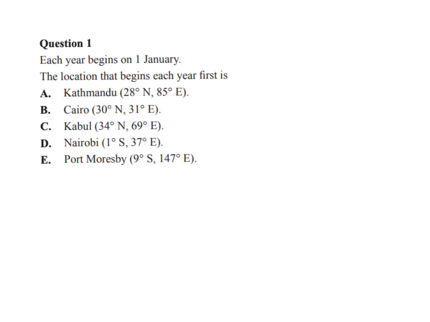All right, so each year begins on the 1st of January. The location that begins the year first is... So remember, further east gets sunrise first. So we're looking at the east, which is the longitude values. We're going to look at all these longitude values. So who's got the biggest east value? Port Moresby. So they're going to begin the year first.